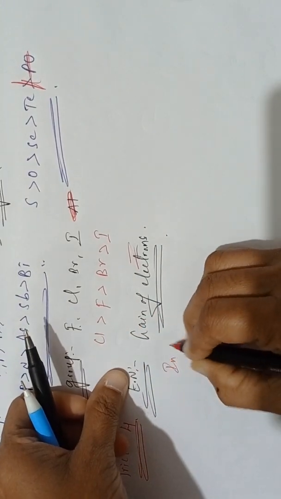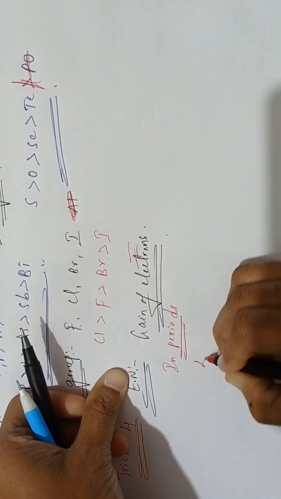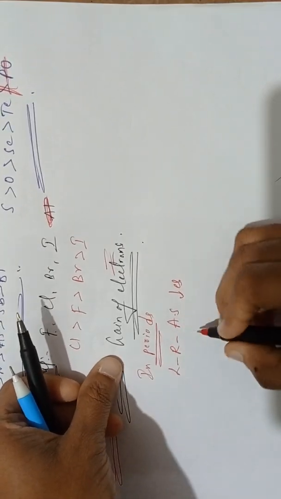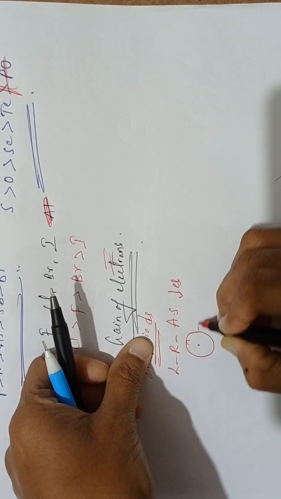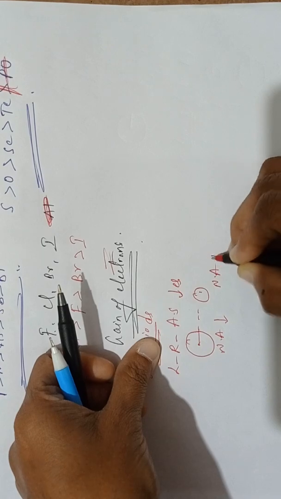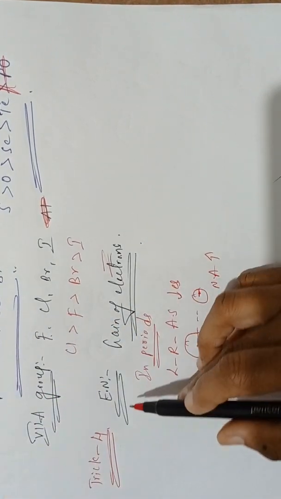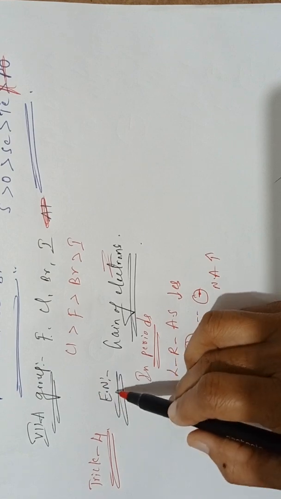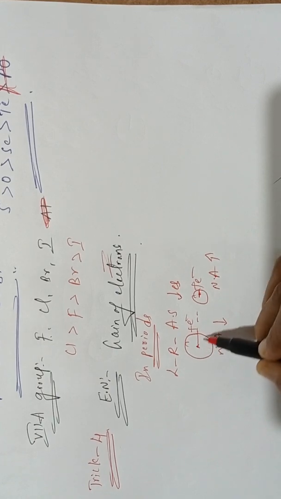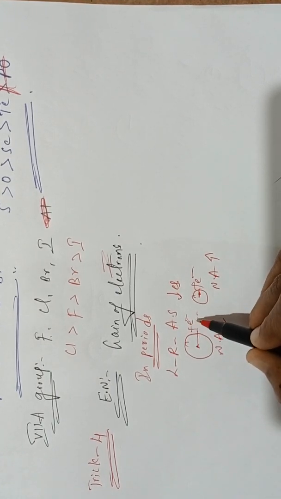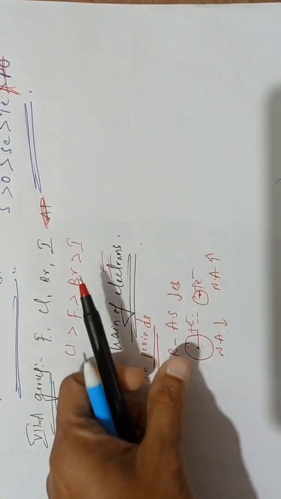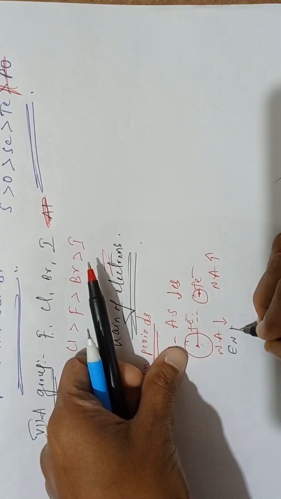Now in periods, left to right, atomic size decreases. Decreases means big to small. This is big, this is small. Here nuclear attraction is less, there nuclear attraction is more. Electronegativity is nothing but gain of electrons. Here, since nuclear attraction is less, it is not ready to accept an electron, so electronegativity is less.